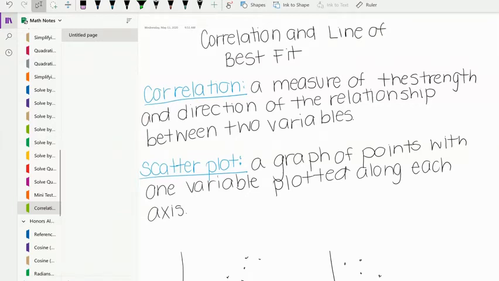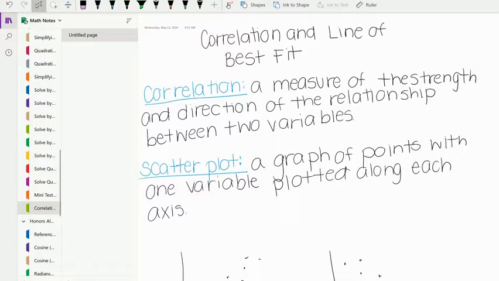We are now going to be moving into our small statistics unit. So our first topic is correlation and line of best fit. The first word is correlation, and what that means is it's a measure of the strength and direction of the relationship between two variables. That's going to make more sense once we start looking at examples, but there will be different types of correlation based on the data.